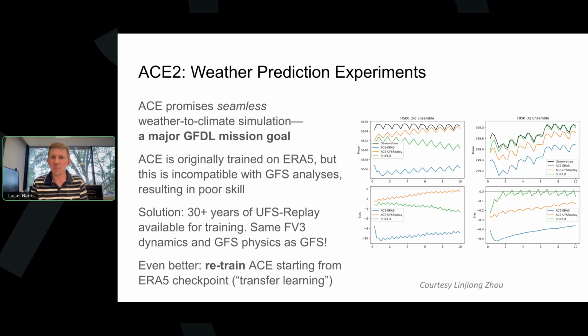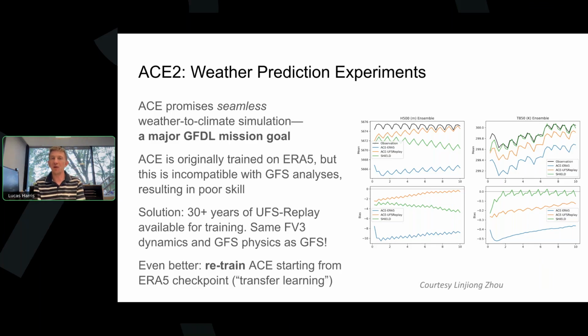But we found that the results were pretty disappointing when we used the original ACE using the GFS analyses. The forecast skill was quite a bit worse than our SHIELD weather prediction model, or 13-kilometer SHIELD. But the big reason for that is that ERA5 is very different from the GFS. ERA5 uses the IFS, GFS uses, of course, the GFS, more similar to SHIELD.